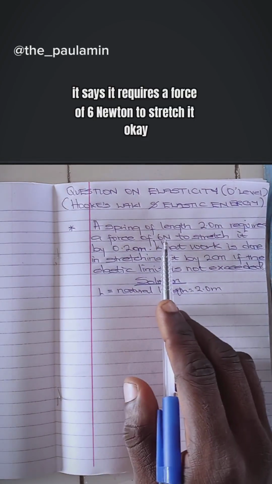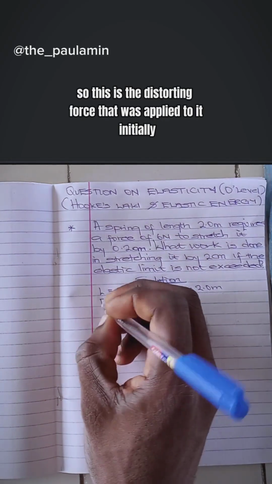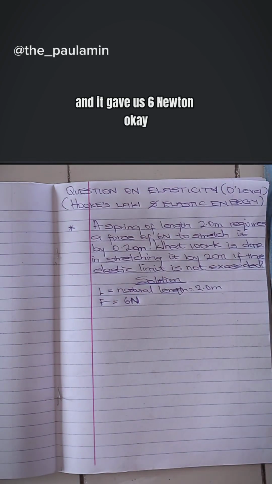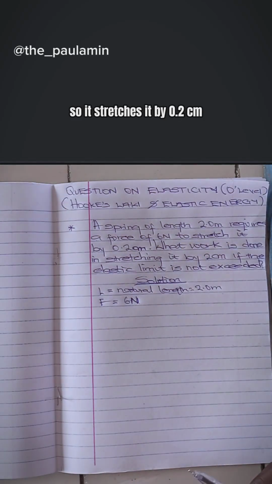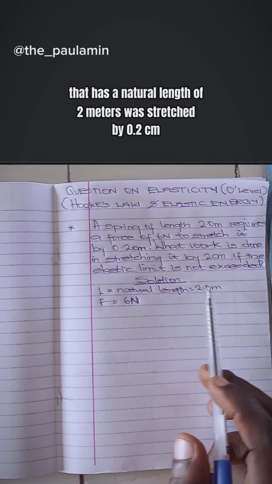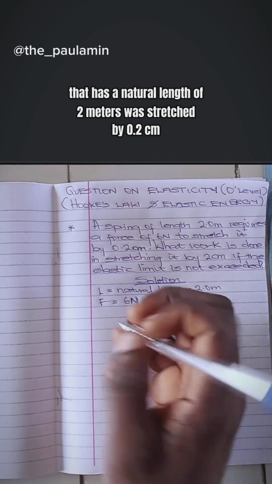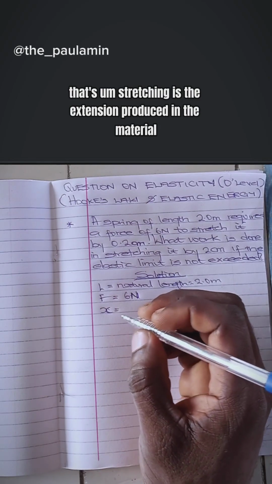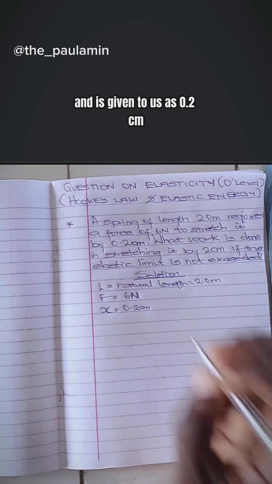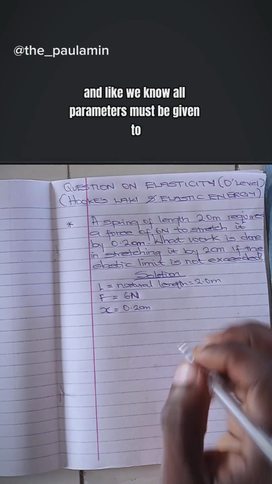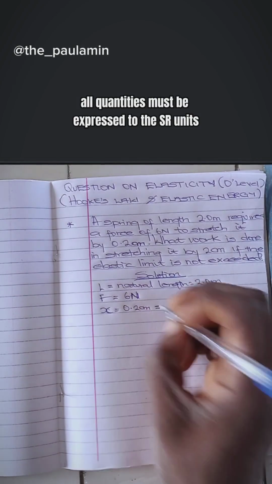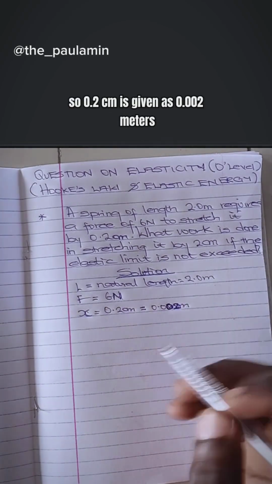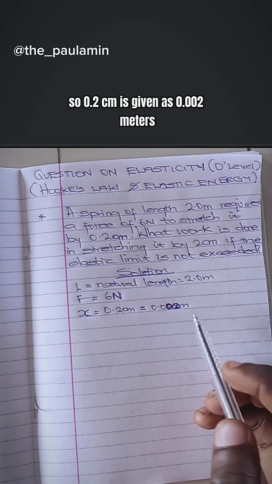It says it requires a force of 6 Newton to stretch it. So this is the distorting force that was applied to it initially, and it gave us 6 Newton. So it stretches it by 0.2 centimeters. This particular spring that has a natural length of 2 meters was stretched by 0.2 centimeters. For a material to be stretched by these amounts, that stretching is the extension produced in the material, and is given to us as 0.2 centimeters. And like we know, all quantities must be expressed in the SI unit. So 0.2 centimeters is given as 0.002 meters.